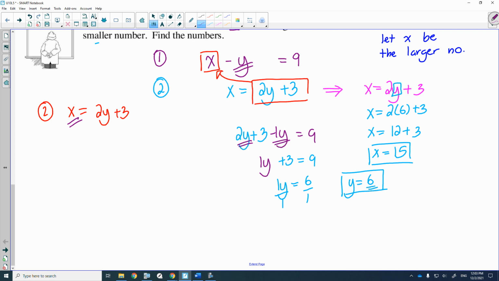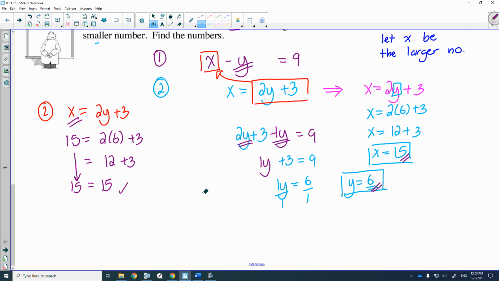I got x to be 15 is equal to 2 times y, y is 6, plus 3. 2 times 6 is 12. Add 3. 12 plus 3 is 15. So the number verifies on both sides. Left side equals right side.